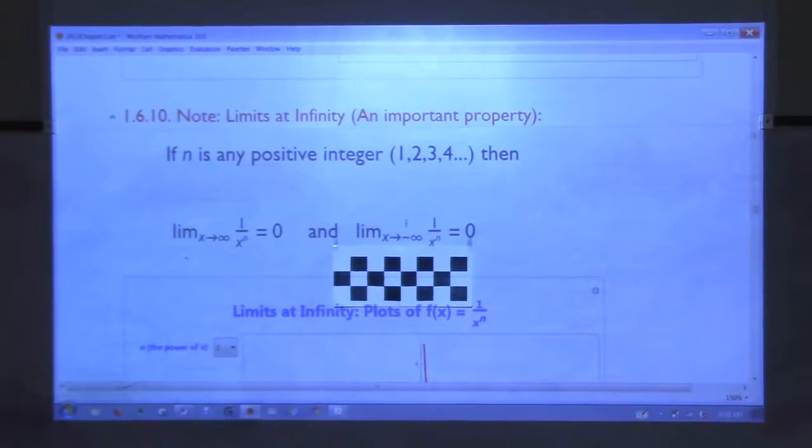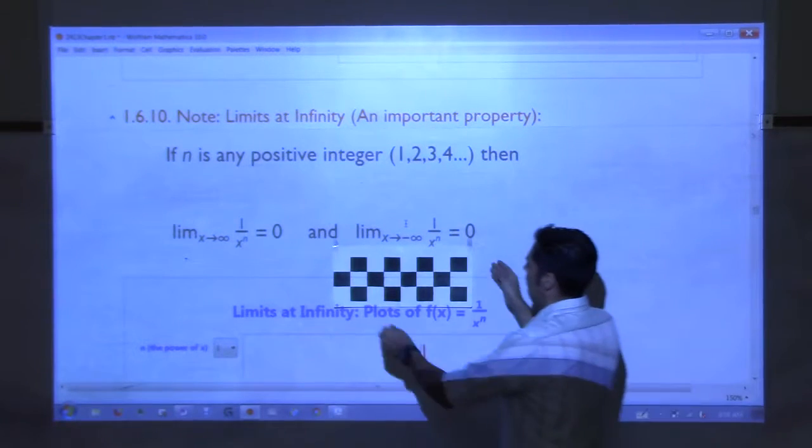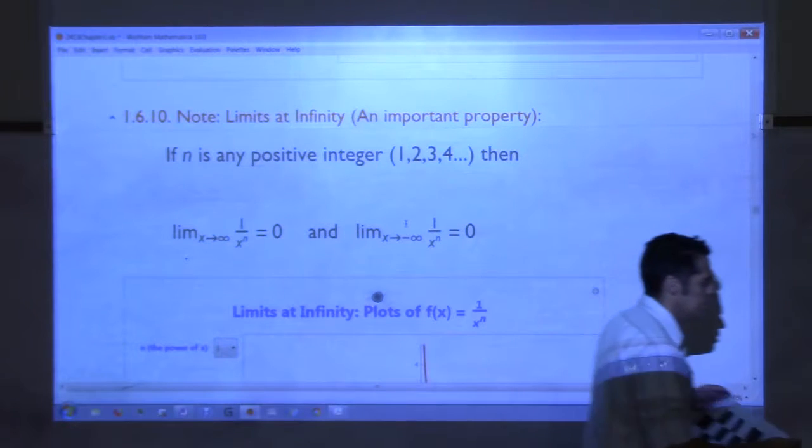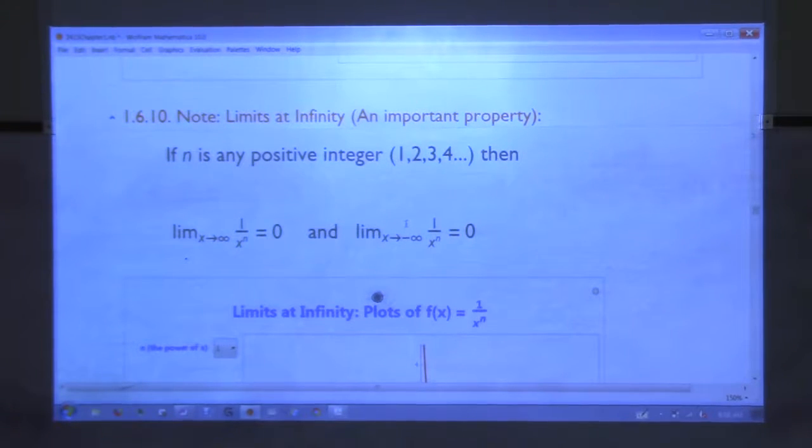I do a manual focus, and I focus the camera just on that. So if I don't do a manual focus, it'll constantly go back and forth from me to the board, and it comes out not looking very good.